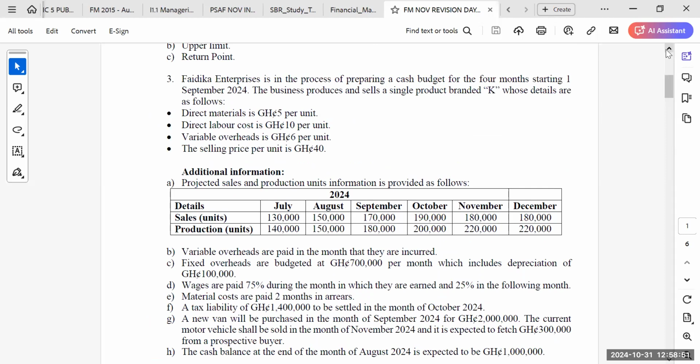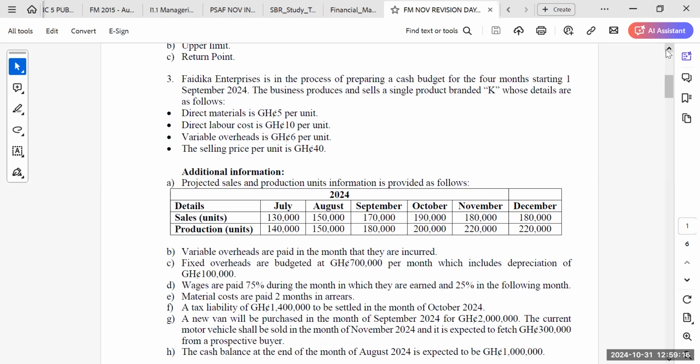Paitika Enterprises is in the process of preparing a cash budget for the 4 months starting 1st September 2024. The business produces and sells a single product branded K, whose details are as follows. Direct materials is 5 cedis per unit. Direct labor cost is 10 cedis per unit. Variable overhead is 6 cedis per unit. The selling price per unit is 40 cedis.